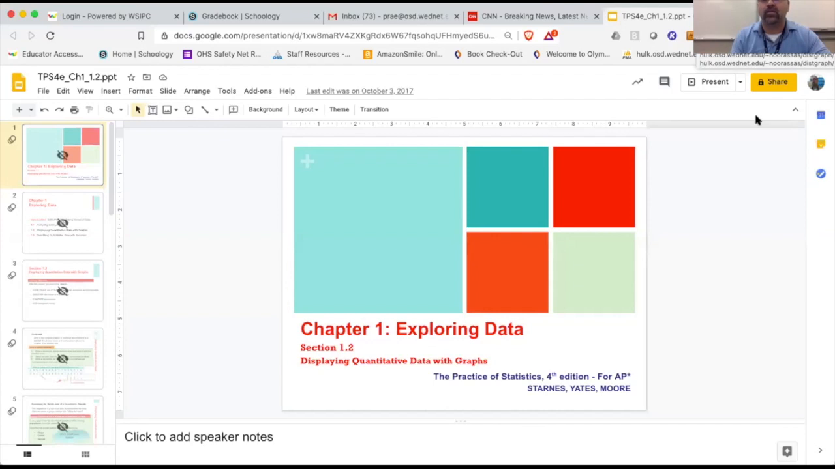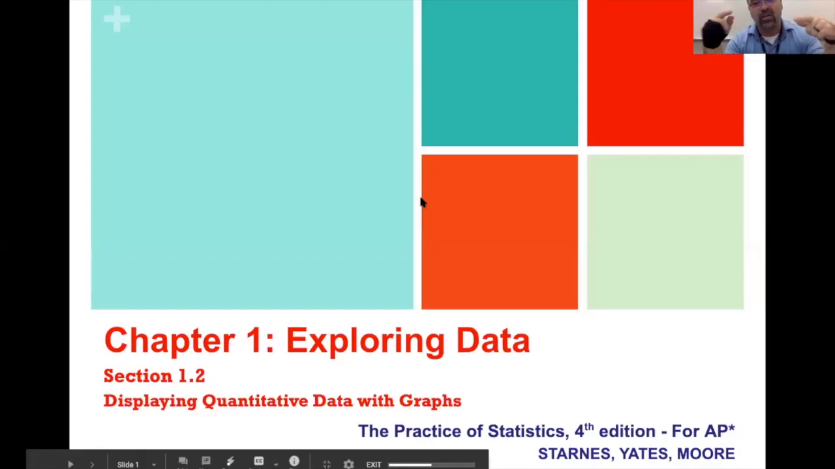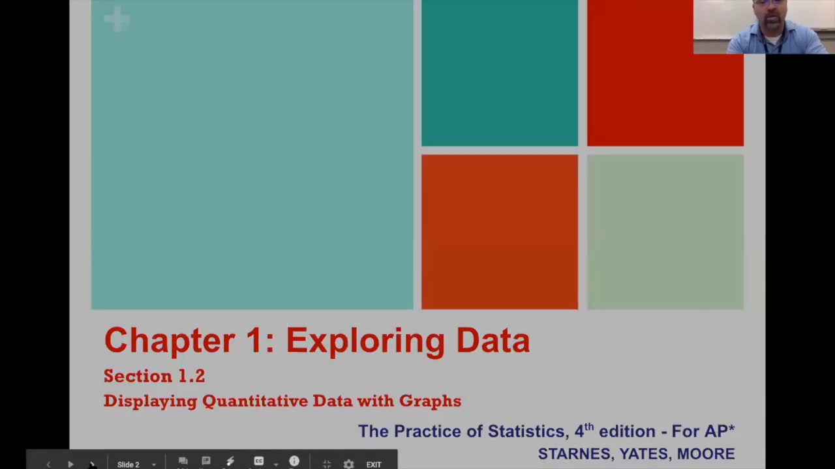So this is exploring quantitative data with graphs. And one of the really important parts of this is when we start seeing the words describe a distribution. That's going to be one of the key tasks that we're going to be asked to do here. And I'll have a little bit of help with that in just a second.